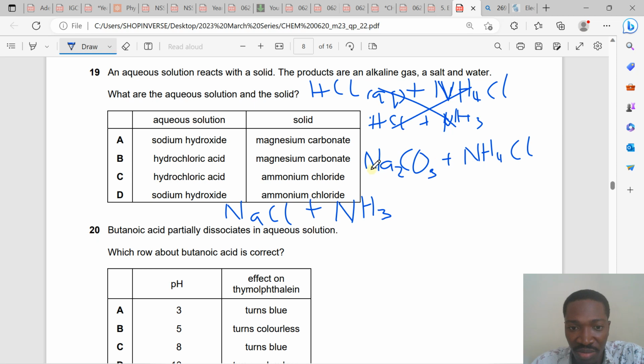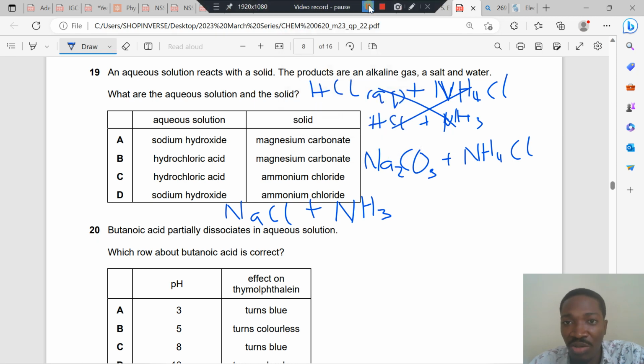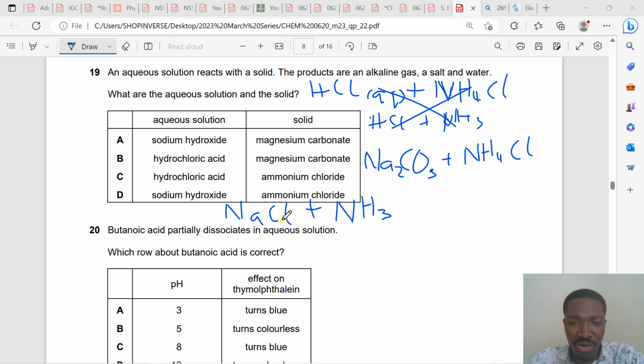Then sodium carbonate we form reacts with ammonium chloride to form what would this form? Sodium hydro, oh sorry, this is sodium hydroxide, not sodium carbonate. Sorry, this is sodium hydroxide. Okay, so it will make sense now.